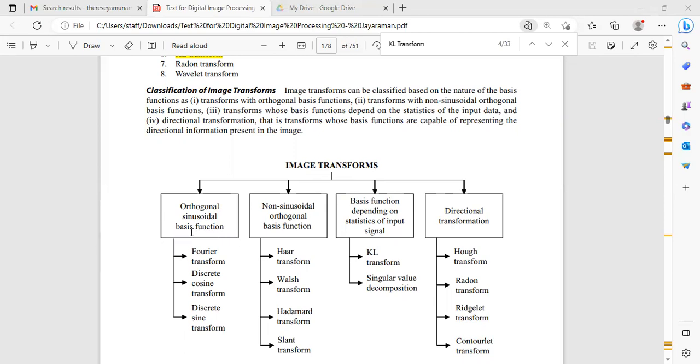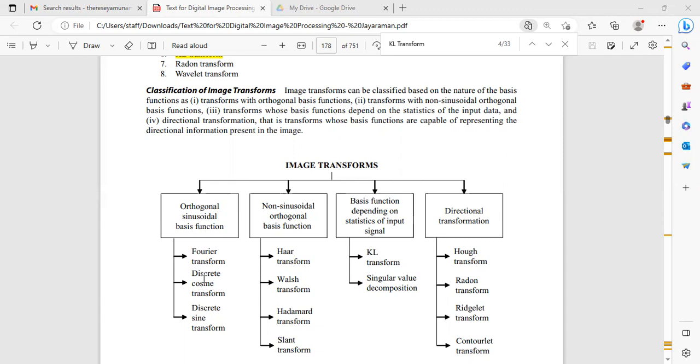Now, I hope you remember what is a basis function. If you have a Fourier transform, you have a basis function as a matrix. For a 4-point Fourier transform, we have derived a 4x4 basis function to transform an image. So that 4x4 matrix is called the basis function. So such transforms are called orthogonal sinusoidal basis function.